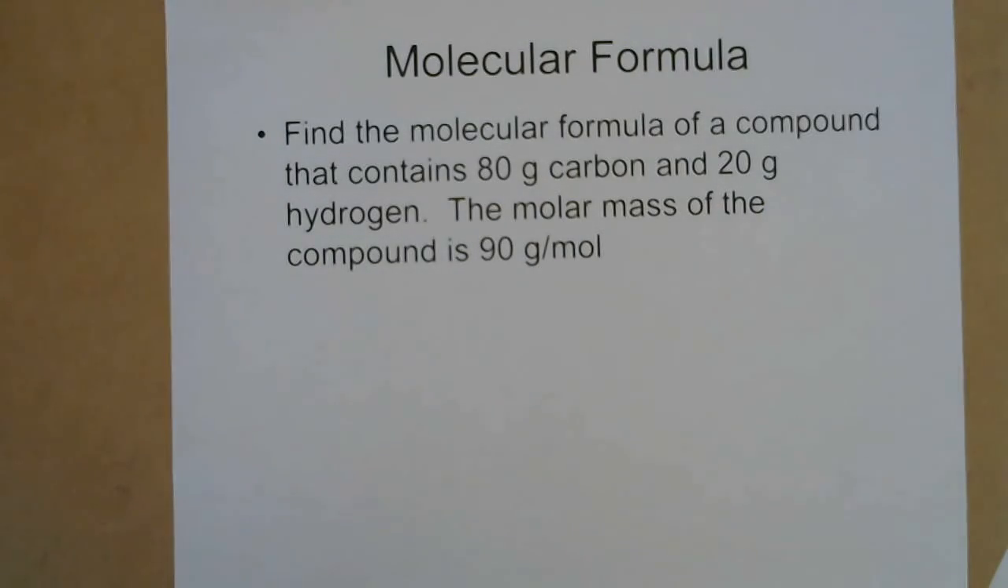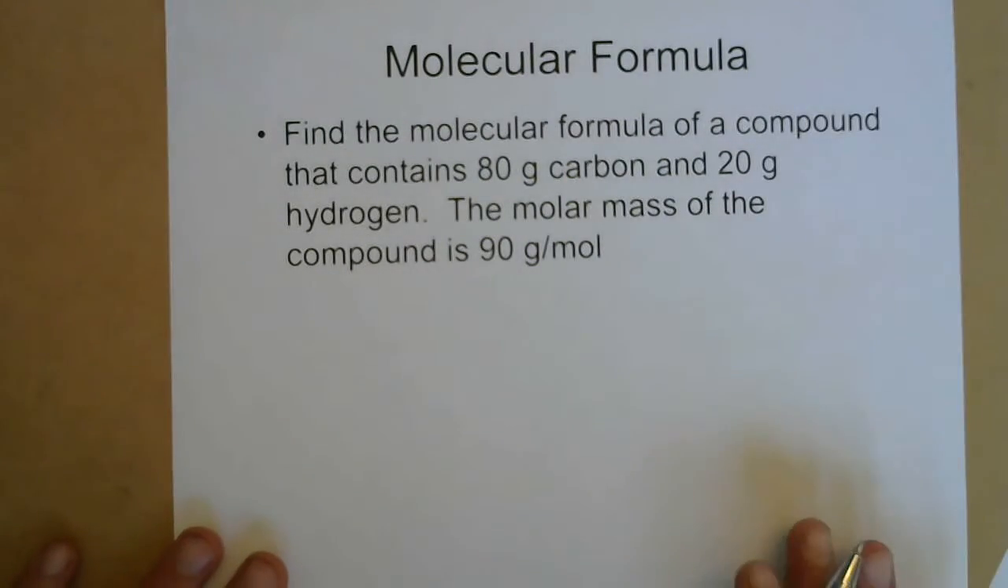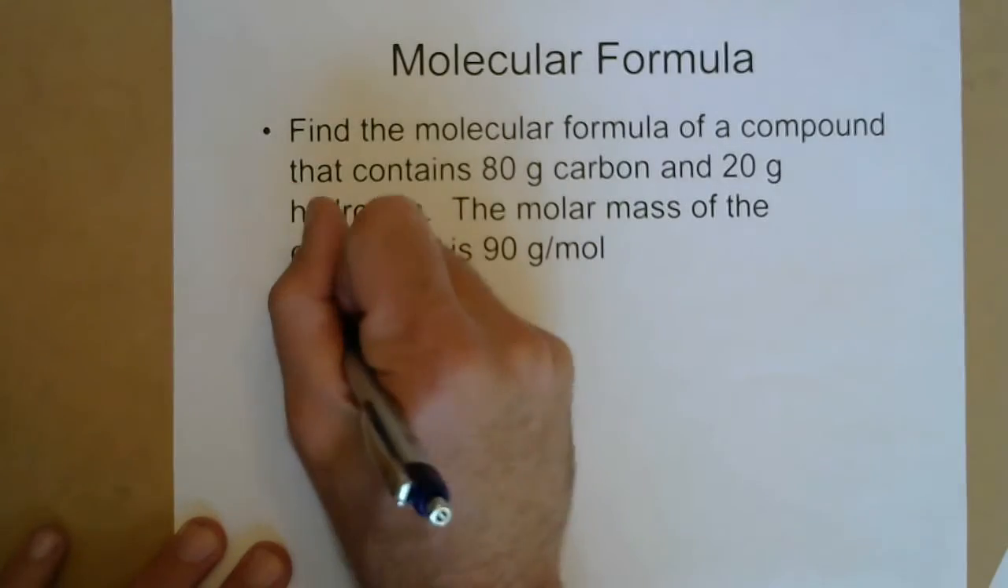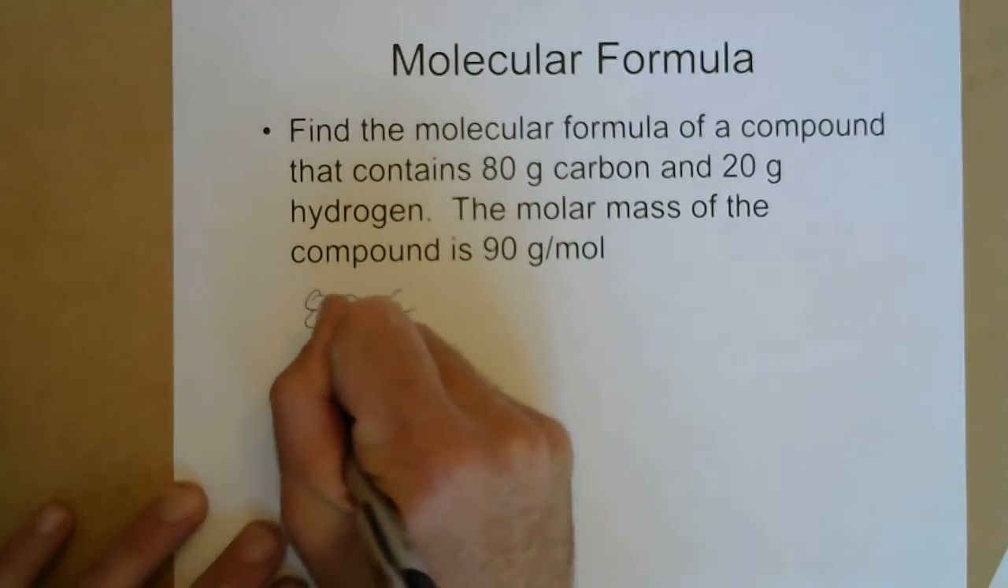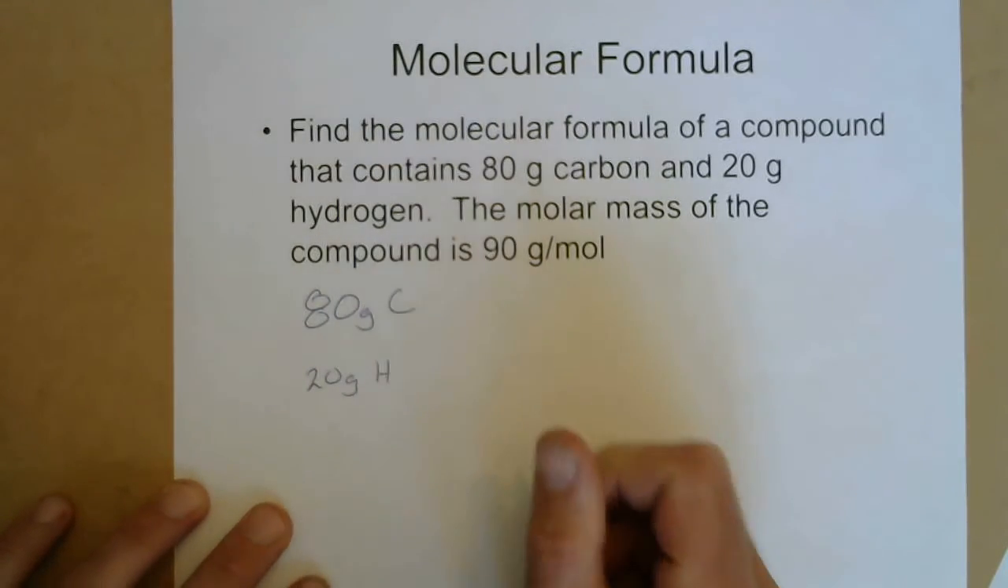We'll look at one more example here. This one incorporates everything we've learned in this video. So we're going to find the molecular formula of a compound that contains 80 grams of carbon and 20 grams of hydrogen. And the molar mass of the compound is 90 grams per mole. So this one's going to be 2 parts. We're first going to find the empirical formula, and then we'll use the empirical formula to find the molecular formula. So we have 80 grams of carbon and 20 grams of hydrogen.